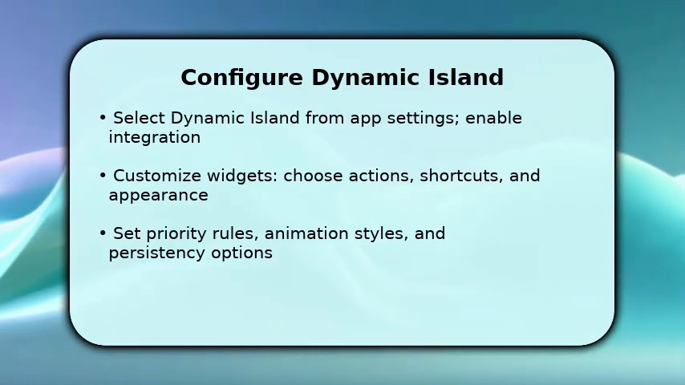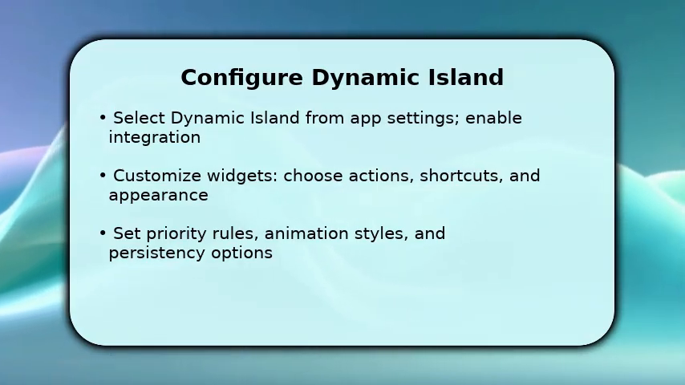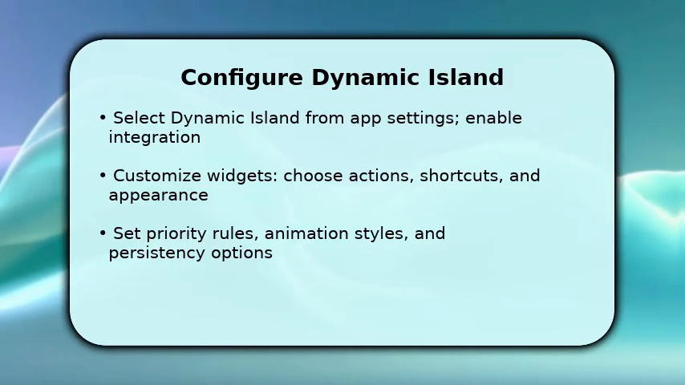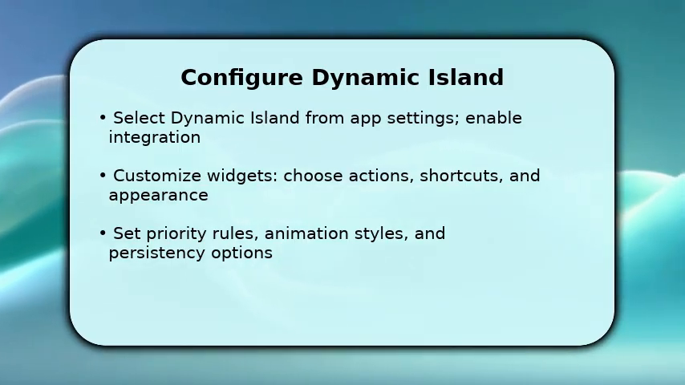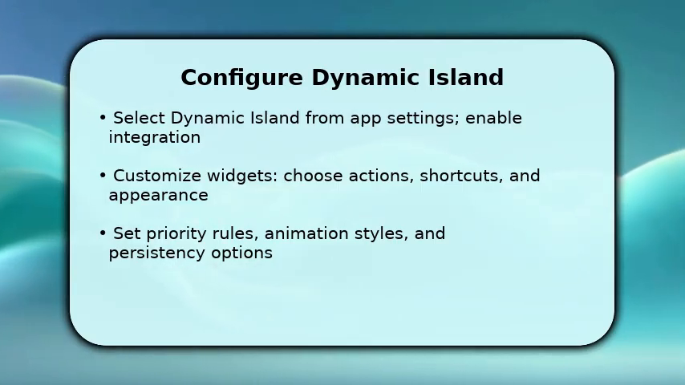You enable it and confirm overlay permissions. You'll customize what the island shows, pick widgets, shortcuts, and which app events trigger it. Once done, set priority rules so critical alerts appear first and configure animation styles to match your preference.